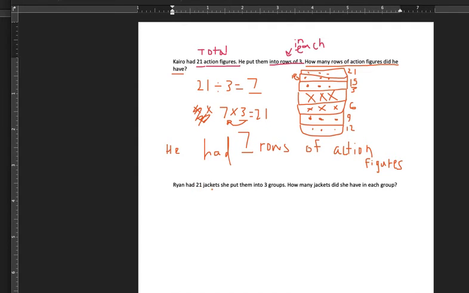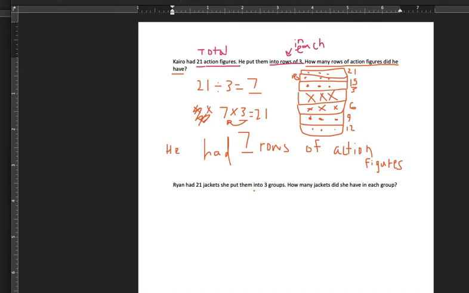Ryan had 21 jackets. She put them into 3 groups. How many jackets did she have in each group? I'll read it again, this time for the first read with the main idea. Ryan had jackets. She put them into groups. How many jackets did she have in each group? So I know Ryan had some jackets, and also she is putting them into groups.